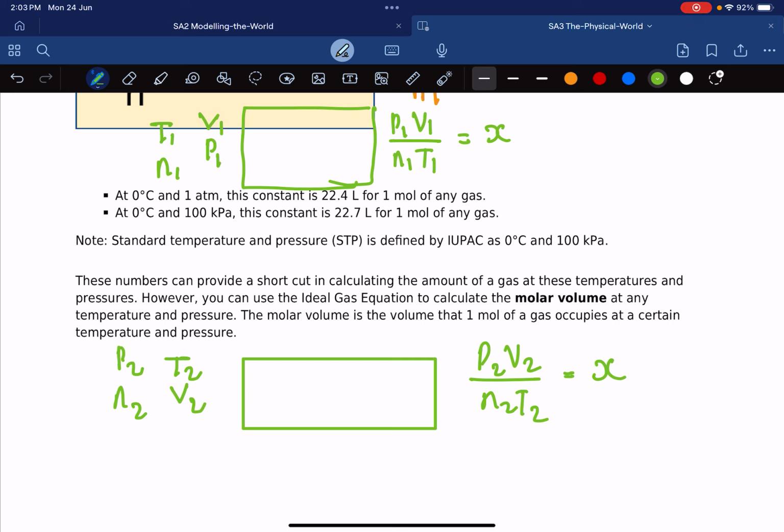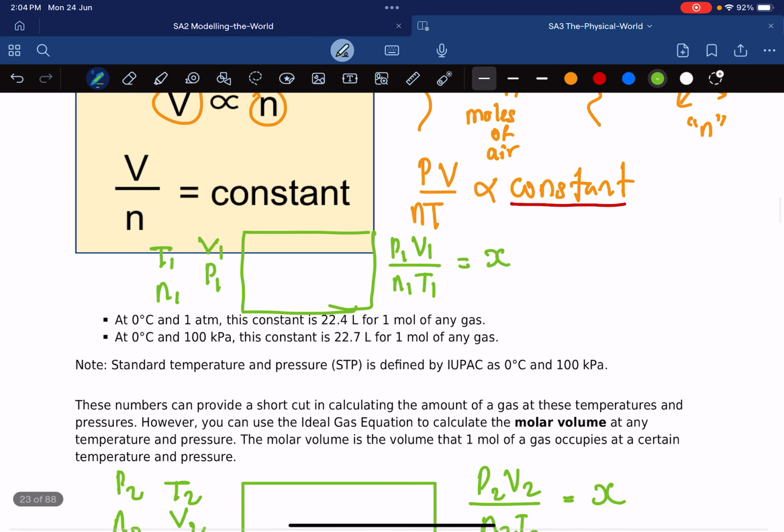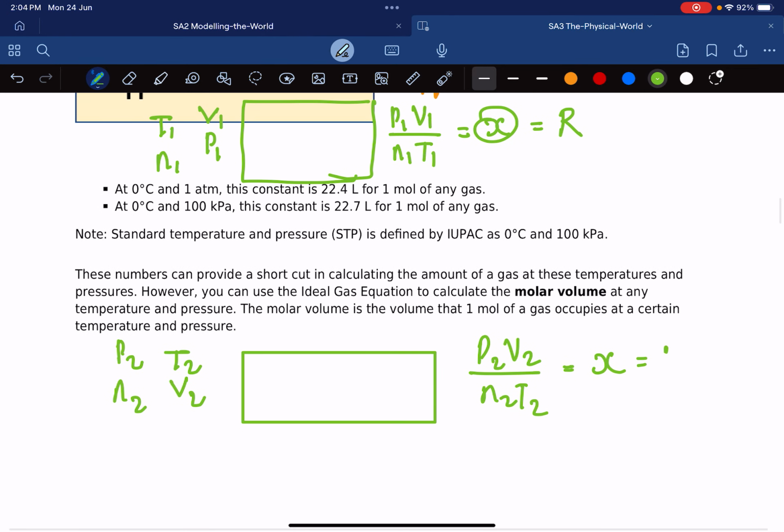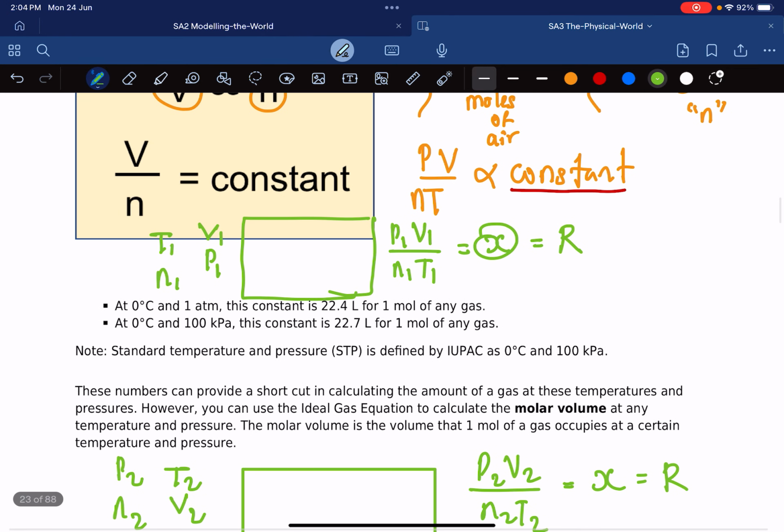So what it basically means is, for any given volume, at any given temperature and pressure, the ratio of the product of pressure and volume divided by the product of moles and temperature will always be constant. It's a number, and this number is called R. R is called the universal gas constant.